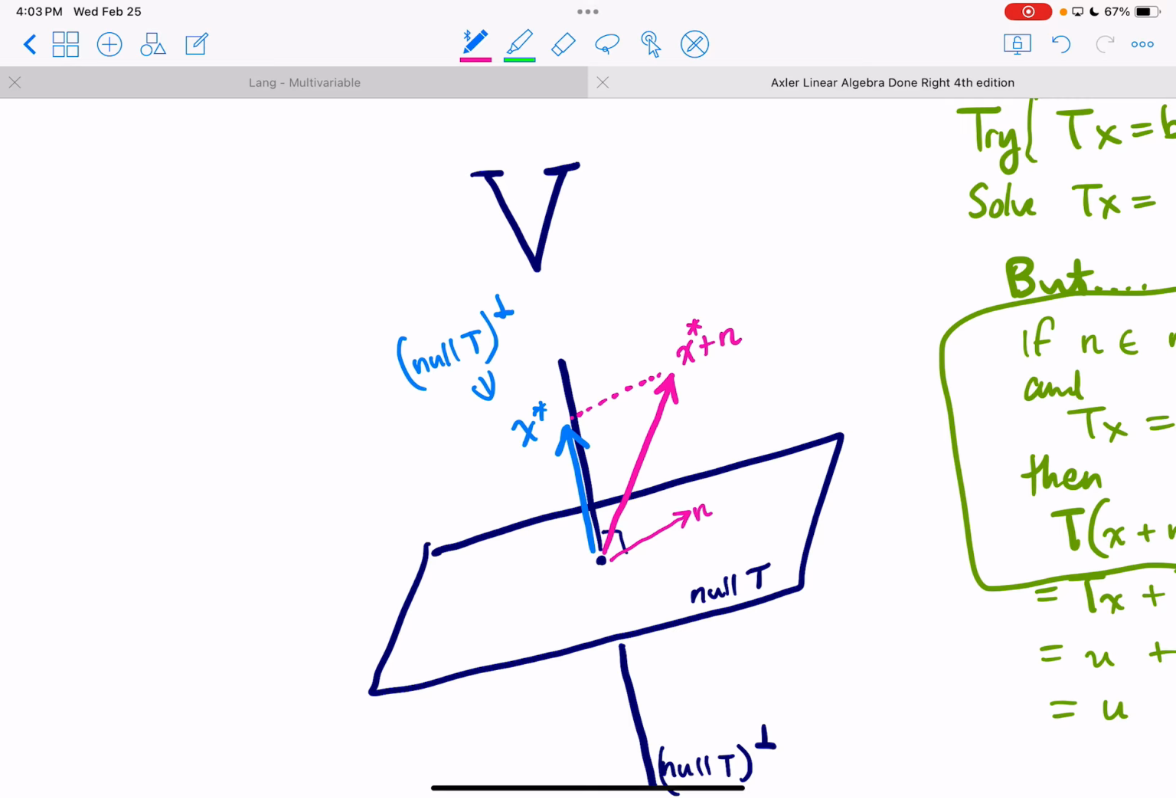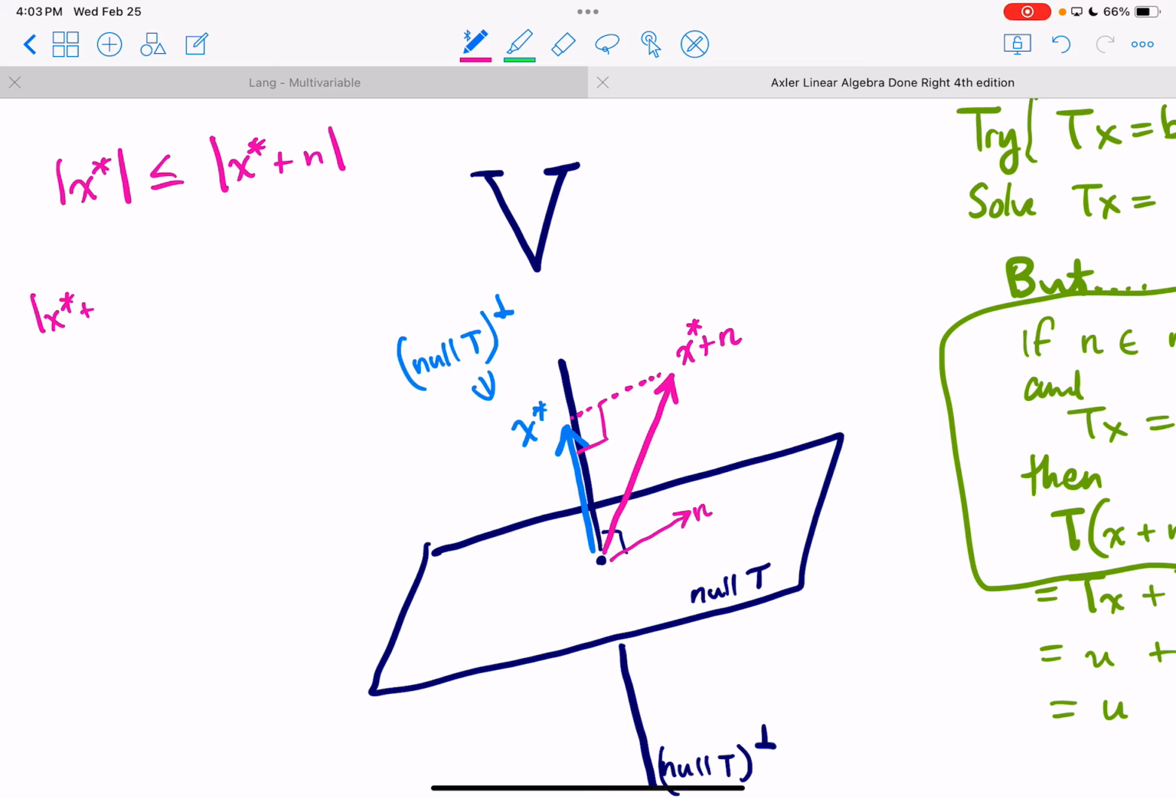Let's think. What do I want to show? I want to claim something. I want to claim that x star has a smaller norm than x star plus n, for any n in the null space. Is that true? Yeah, because in other words, okay, let me write it out.